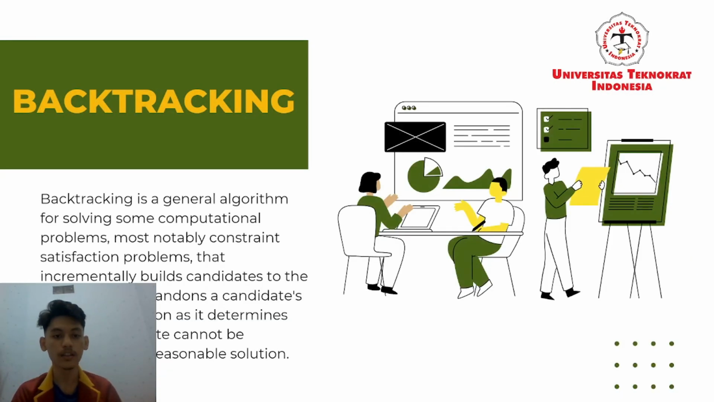Backtracking is a general algorithm for solving some computational problems, most notably constraint satisfaction problems, that incrementally builds candidates to the solution and abandons a candidate, backtracking, as soon as it determines that the candidate cannot be completed to a reasonable solution.